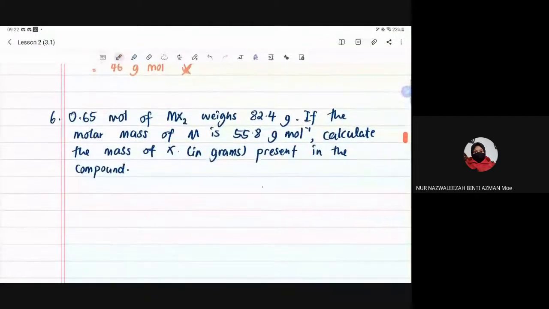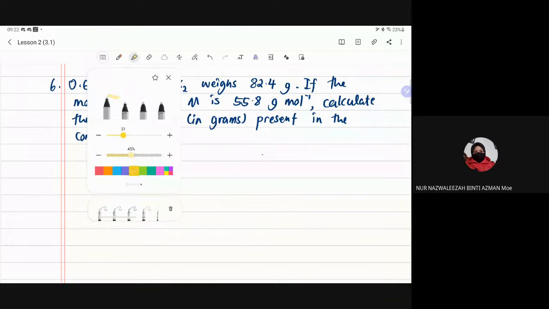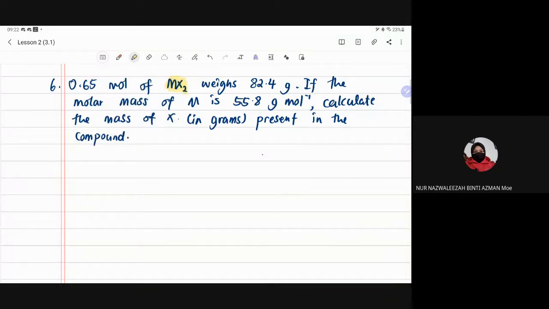Now, next question. This is slightly more difficult. So 0.65 mole of MX2 weighs 82.4 grams. If the molar mass of M, okay, ni MX2 tau. So you're given MX2. Okay. Molar mass of M, 55.8 grams per mole. Calculate the mass of X.